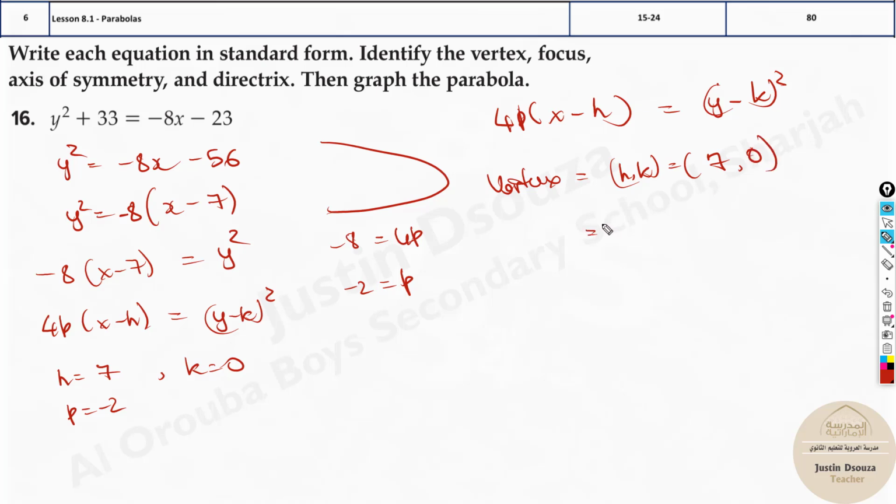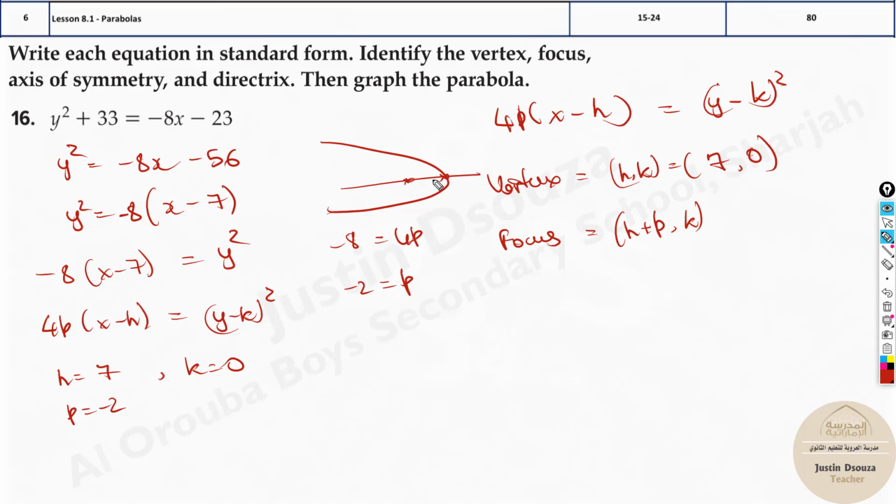Now what about the other things? Focus. Focus point now. Is it h, which is constant? Now look over here. Now the x value varies. The k value is constant here. So here what you need to do is h plus p comma k. It's not k plus.